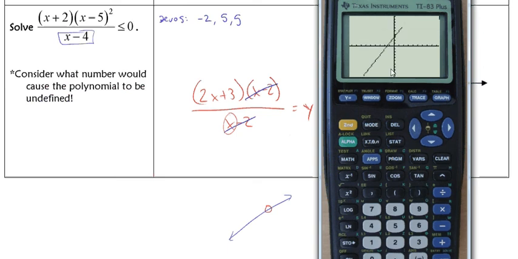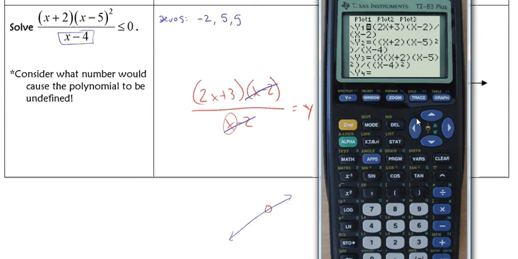So here we go. Got it graphed. And notice right here, there's just a little hole. There's not an asymptote. There's just a hole in the graph, and other than that, it behaves just like 2x plus 3 and graphs on up. So that's that one. Now, I also have graphed the function that we are working on right now, which is x plus 2 times x minus 5 squared divided by x minus 4, and I just set it equal to y. Let's go ahead and take a look at that graph.